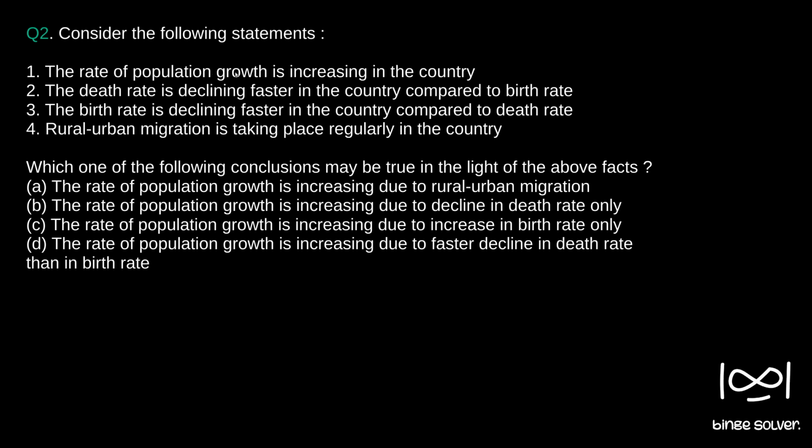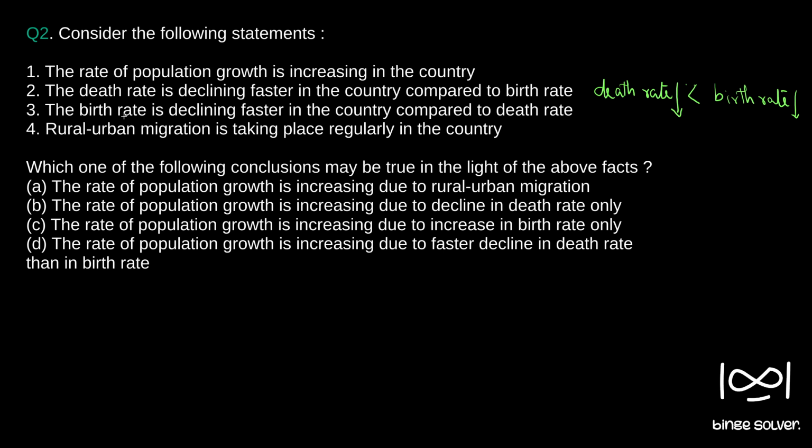The rate of population growth is increasing in the country. So population growth is increasing, and we will assume that is true. Then the second statement: the death rate is declining faster in the country compared to the birth rate. So the death rate is declining faster than the birth rate. We can assume the birth rate is also declining, but the death rate is declining faster than the birth rate.